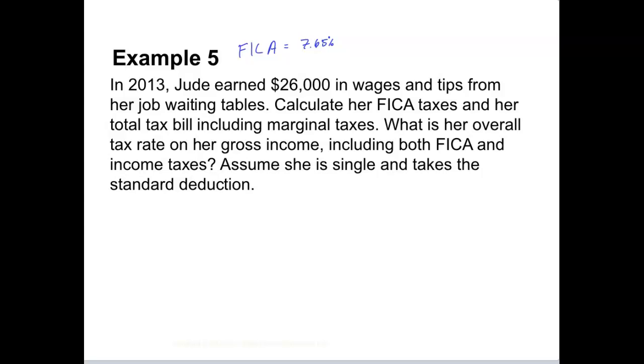All right. So just to compute the FICA, that's going to be 0.0765 times Jude's entire $26,000 income, which when we multiply that out comes out to $1,989. All right, so that's Jude's FICA taxes.